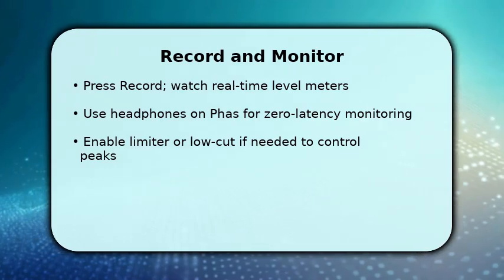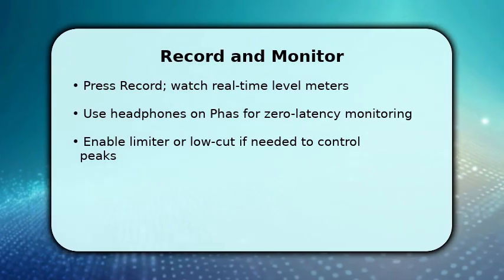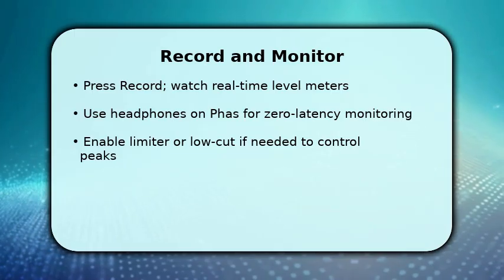Adjust gain or move the mic to control proximity effect. If wind or rumble appears, enable the low cut filter. If sudden spikes occur, engage the limiter.